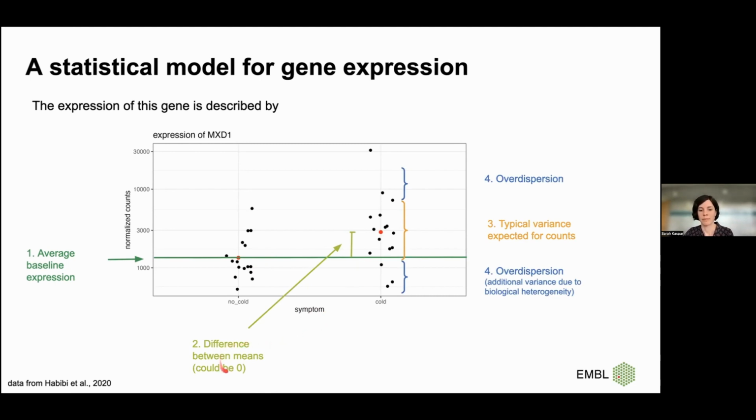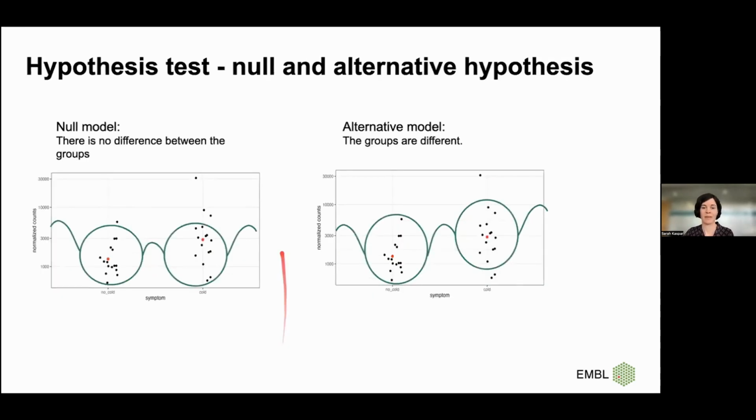So since I said this difference between means could be 0 or not, whether it is or not defines two models that belong to two hypotheses. So in hypothesis testing, we have the null and the alternative hypothesis. And in this case, they can be described by a null model and an alternative model.